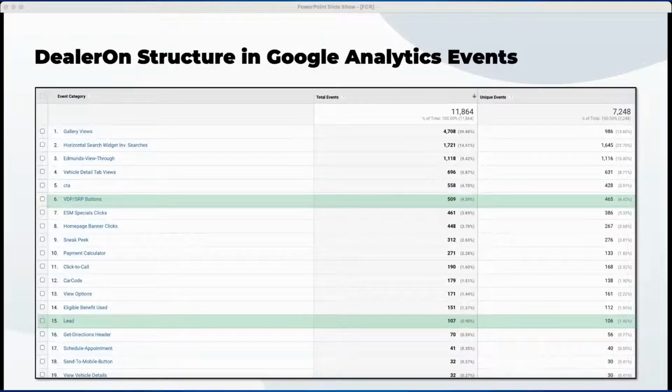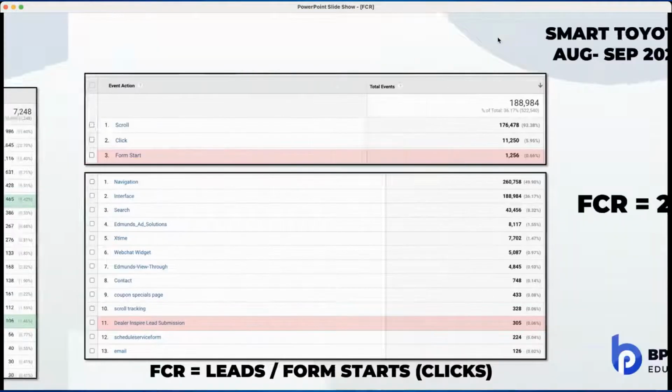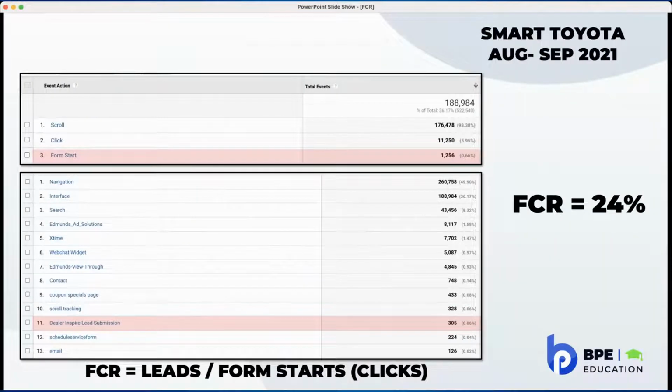I don't know if anybody's happy with that data. Would you be happy with that data or not? Let's determine how that's going to be. So let's look at some examples here.